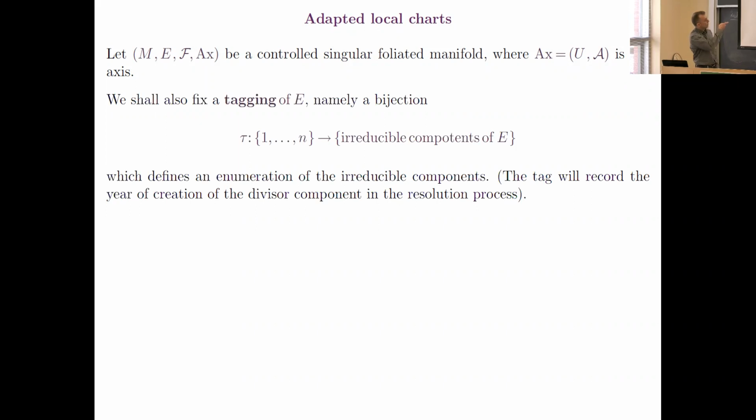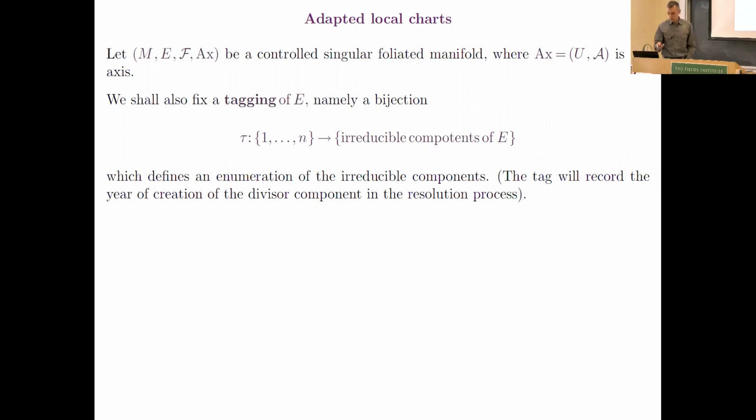I'm going to associate a number to each irreducible component. And this number, in fact, will record the year where this component has appeared in the resolution process. Let's say the largest number corresponds to the divisor which has been created the latest.